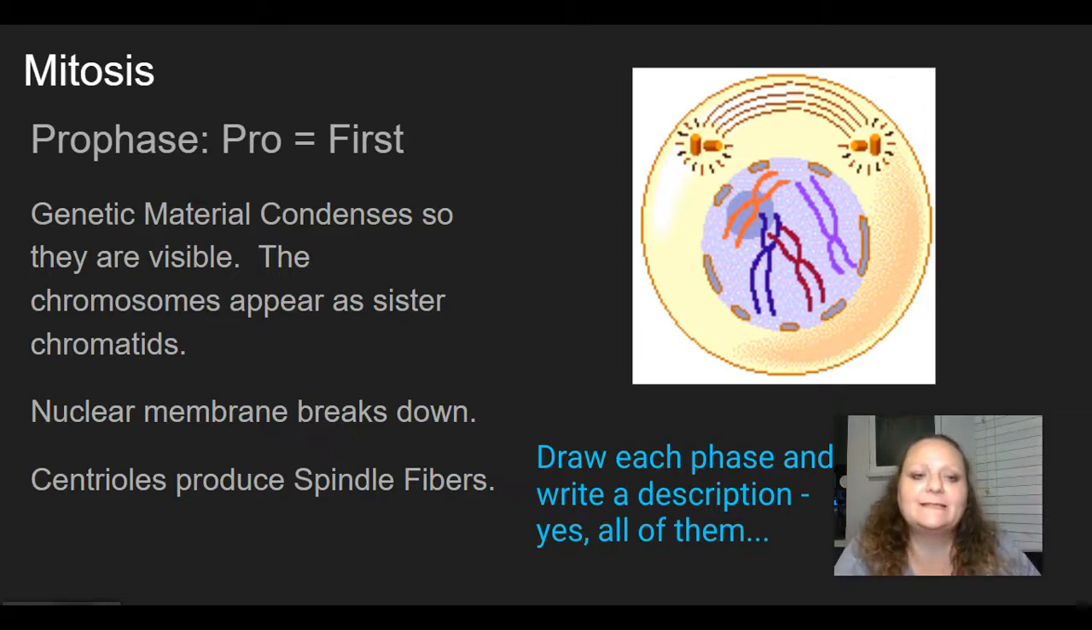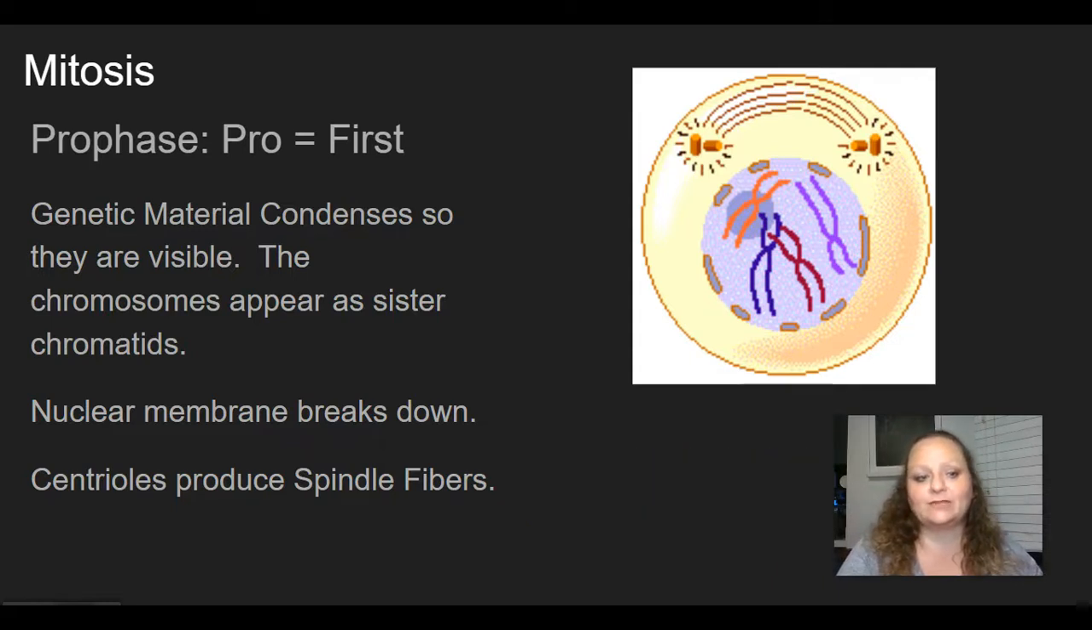So prophase is the first phase of mitosis. This is when genetic material is going to condense so it becomes visible. We also see chromosomes appearing as sister chromatids. So this is when our DNA goes from looking like a hairball to looking like chromosomes, like we would expect. The nuclear membrane itself is going to start breaking down, and the centrioles are going to produce, or finish producing, those spindle fibers so that they can be used to direct the chromosomes to the correct place. This is the first phase of mitosis.